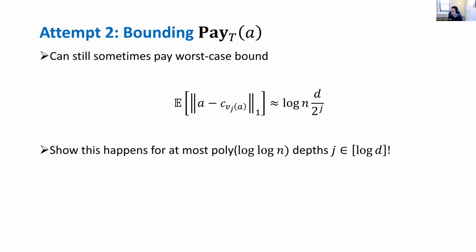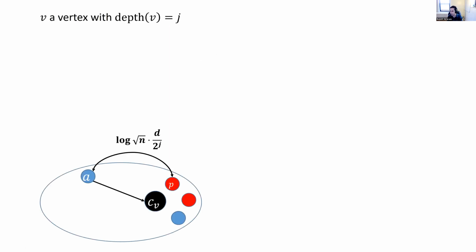And so now I'm just going to prove this whole thing in a picture, in an example picture. And the example is going to look like this. Suppose I have some vertex V at depth j, and we have some point A. This circle here represents all the points which are contained in this vertex, and this black point here is the center of mass.